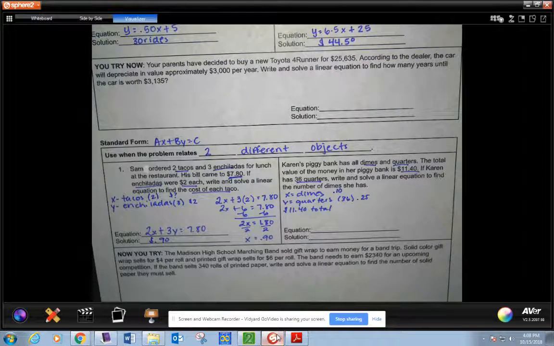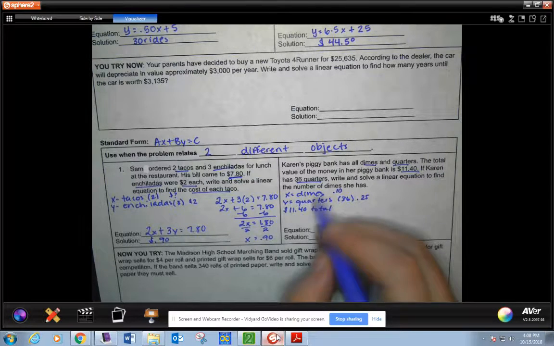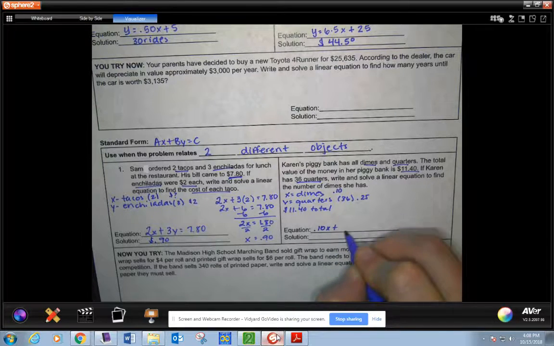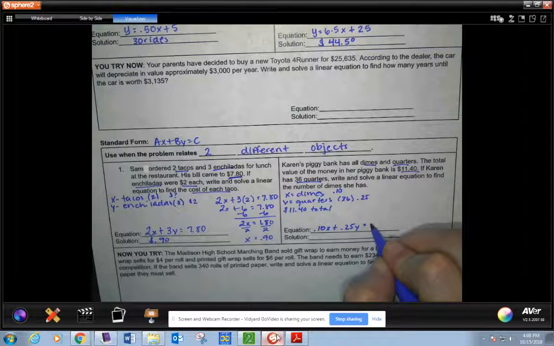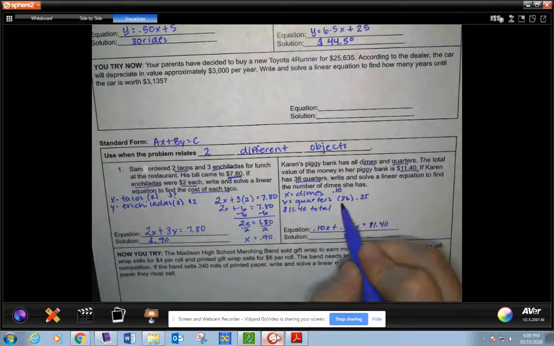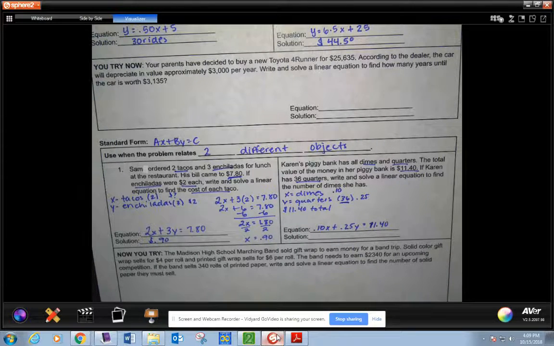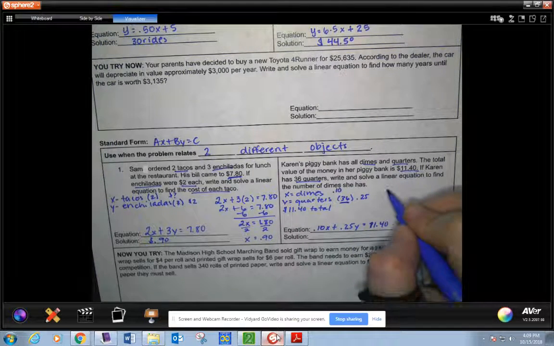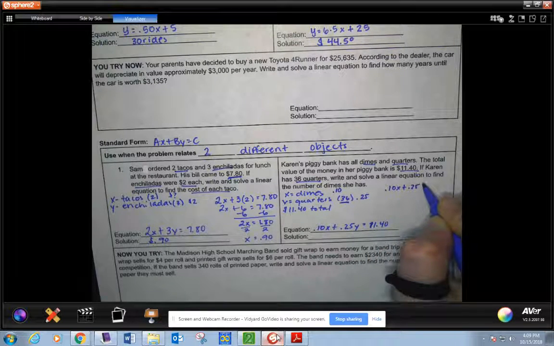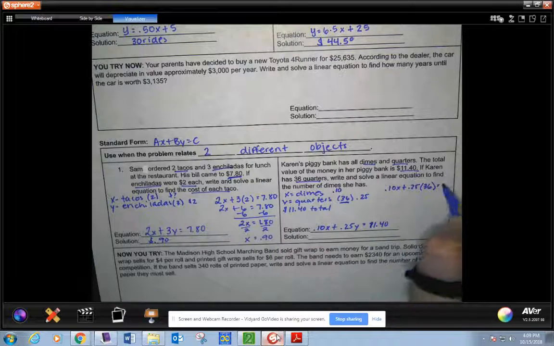So when I go to write my equation, I know that the value of a dime is 0.10, so I do 0.10x plus the value of a quarter, 0.25y. I'm going to set this equal to my total, which is 1140. That's my equation. Now I just need to plug in and solve. This is the only bit of information I haven't used yet, and that's how many quarters I have. So I'm going to do 0.10x plus 0.25 times 36 equals 1140.